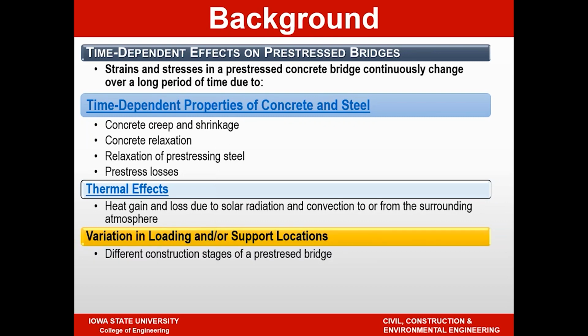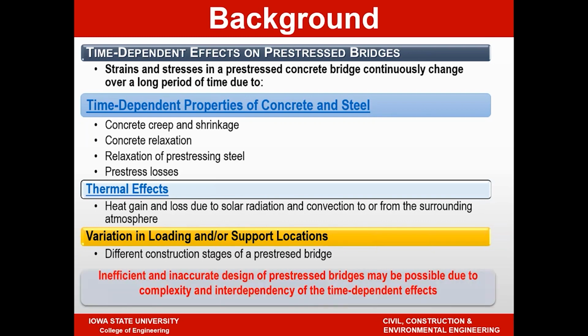The last point I want to emphasize is that variation in loading and the support location, including boundary conditions, can induce changes in stresses and strains. Typically, post-tensioned box girder bridges will undergo different construction stages, and changes in different stages can also introduce changes. So ultimately what we are interested in is to complete a design of pre-stressed bridges with more accurate approaches, and understand the time-dependent effects. Even though they're complex, we want to be able to use more rational approaches so that we can design them efficiently and account for the design forces more accurately. So that's what we will focus on in this presentation.